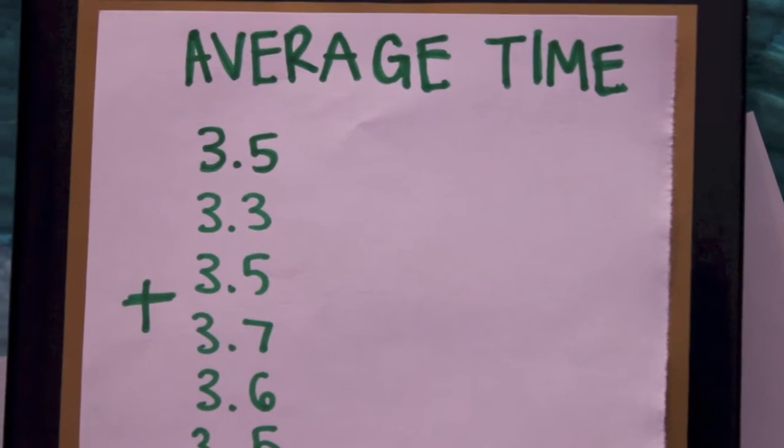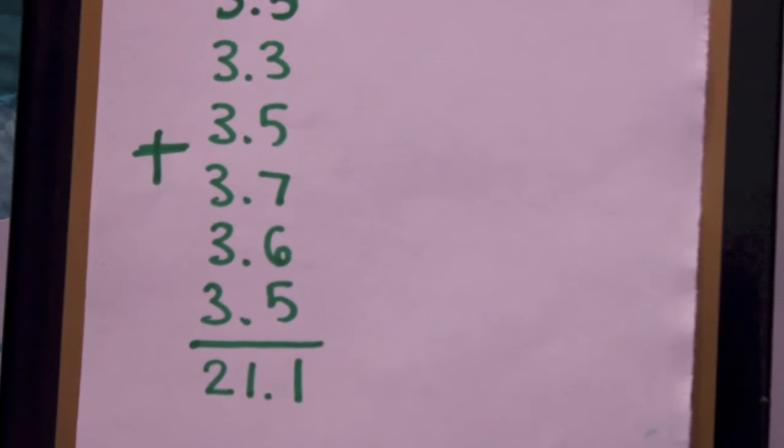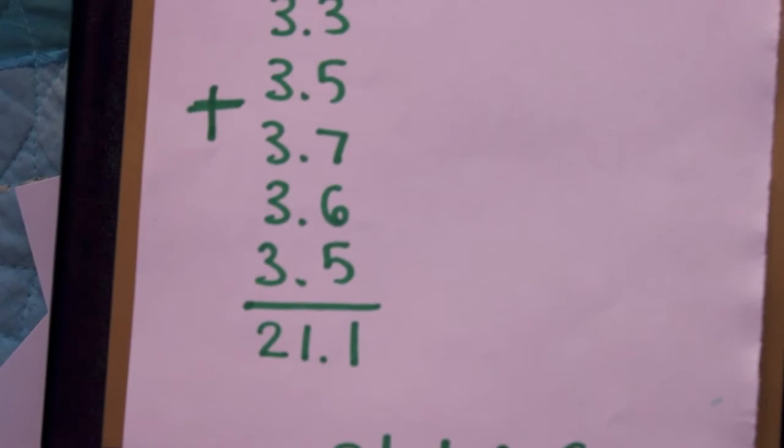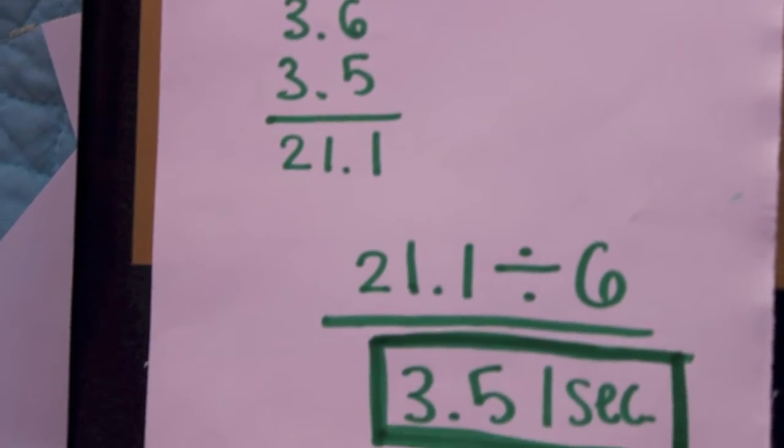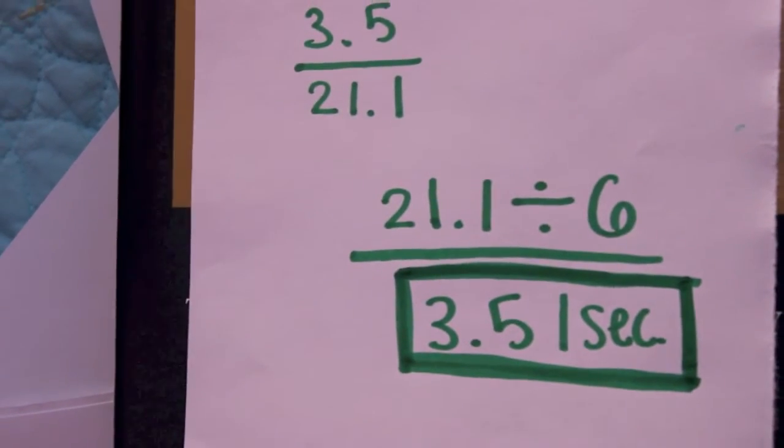To find average time, you add up all the times you took, which are 3.5 plus 3.3 plus 3.5 plus 3.7 plus 3.6 plus 3.5, which equals 21.1. Then you divide it by the number of times you took, which was 6. So 21.1 divided by 6 is 3.51 seconds.